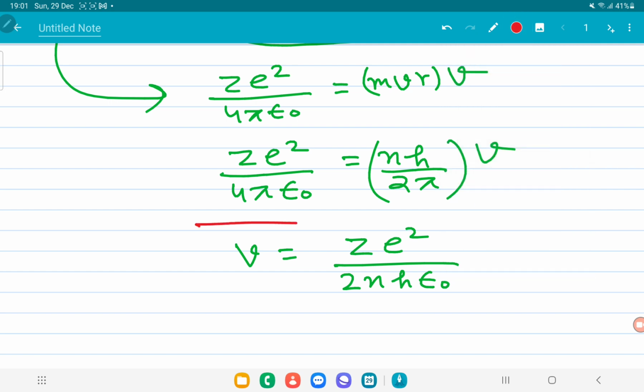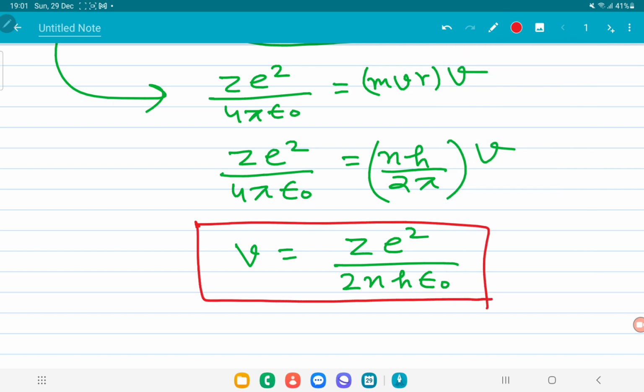So we have got the velocity of the electron, and here you can clearly see that v is inversely proportional to n; the rest of the terms are constant. Z is the number of protons, e is the charge of the electron, h is the Planck constant, epsilon naught is the permittivity of free space, and 2 is a number. So this clearly implies that electrons closer to the nucleus are moving faster, and electrons away from the nucleus are moving slower.